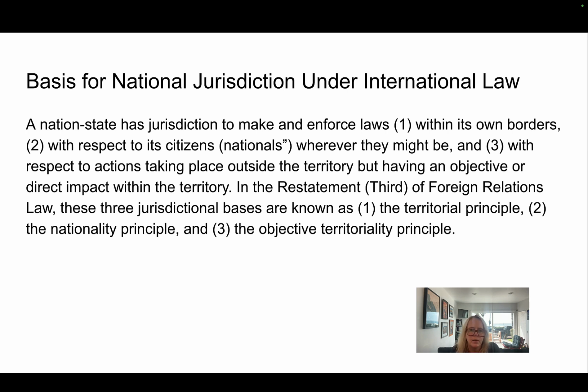This comes from the Third Restatement of Foreign Relations, which is an academic work. And these jurisdictional bases are known as the territorial principle, the nationality principle, and the objective territoriality principle. Don't need to know that, but you do need to know that as a U.S. citizen, you are subject to United States laws wherever you go in the world.